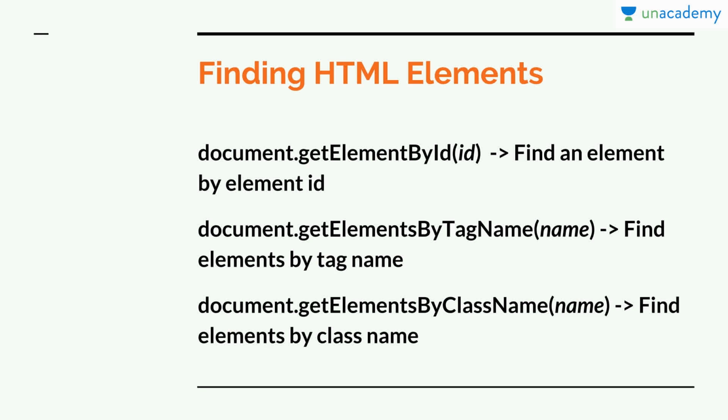So we can get any element with the help of its id. We can get any element with the help of its tag name. Like suppose I want to show all the anchor tags, then what I can do is just type document.getElementsByTagName, and then inside, instead of the name, I will pass the a tag in the form of a string. So that will work well.